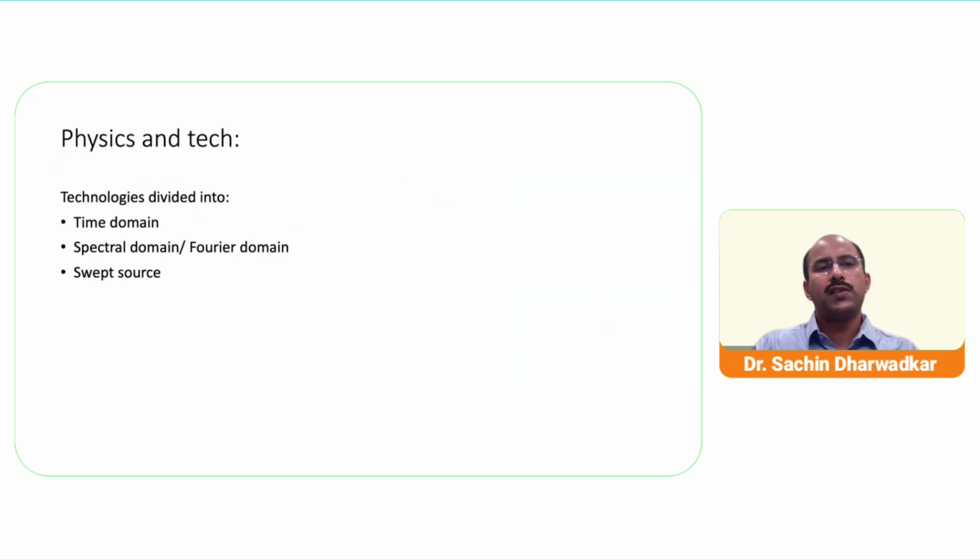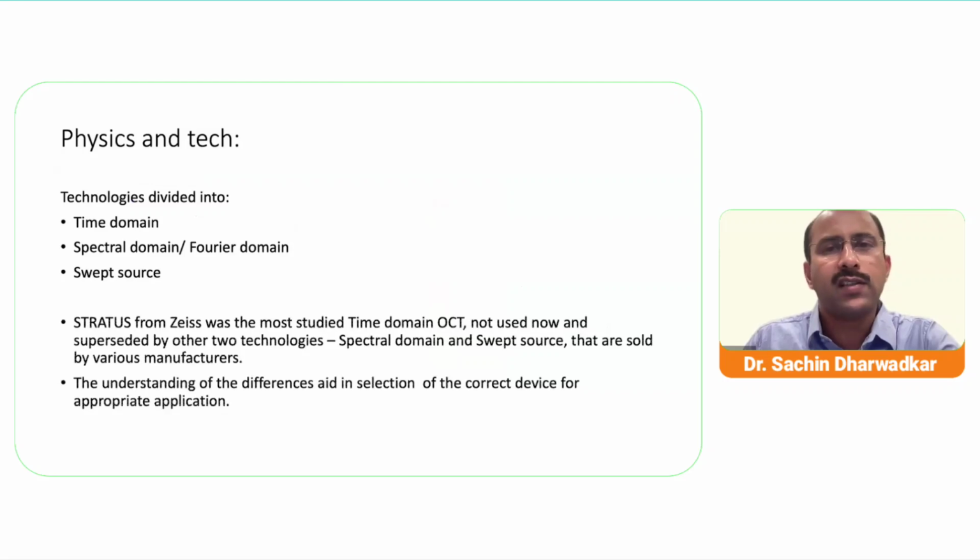So again, coming to the physics and tech rolled in together, technologies are divided again. We'll remember them as time domain, spectral domain, or Fourier domain, which is a synonym, and swept source. Stratus, as we all know from Zeiss, was the most studied time domain OCT. It is not used now, and is superseded by the spectral domain and swept source. We'll just see why. And these machines are sold now by various manufacturers with varying specifications.